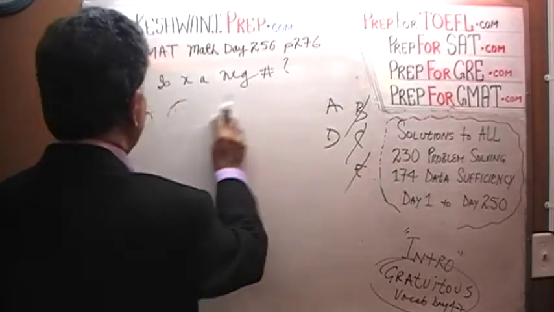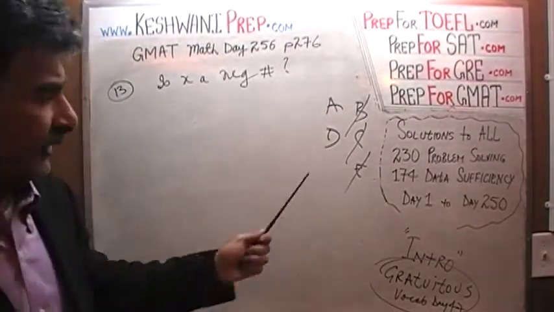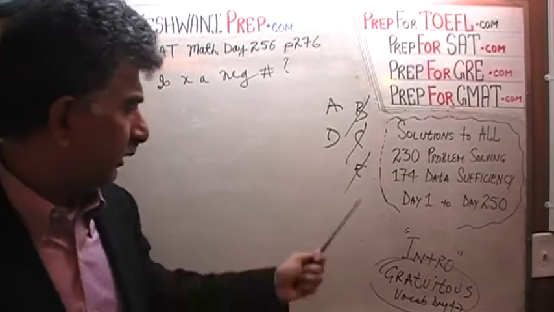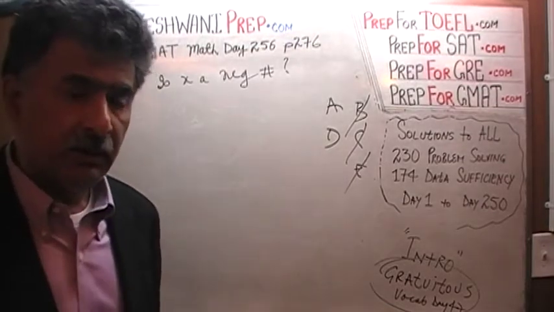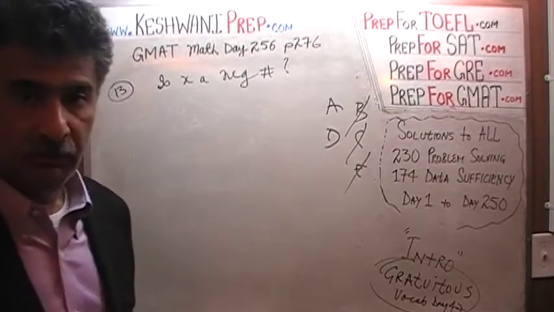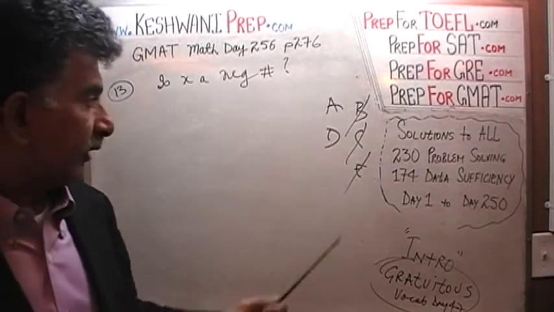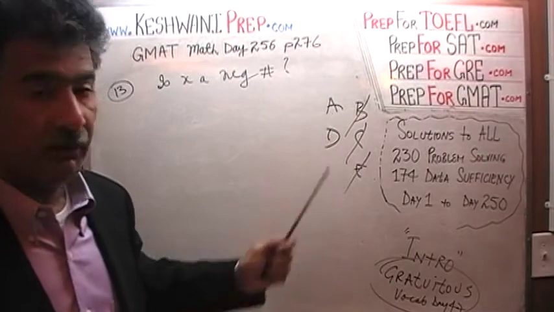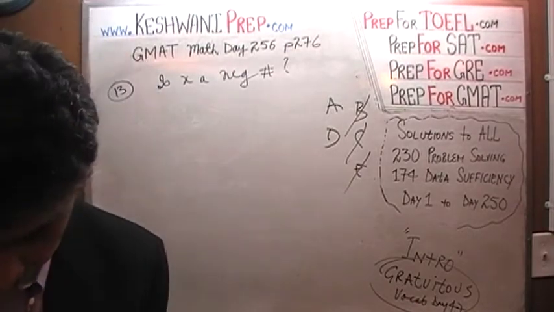If it turns out that the second statement by itself is also sufficient, then in that case the answer would be D. If it turns out that the second statement does not provide us enough information to be able to answer the question, is x negative, then in that case, the answer would remain A. Let's look at the second statement.